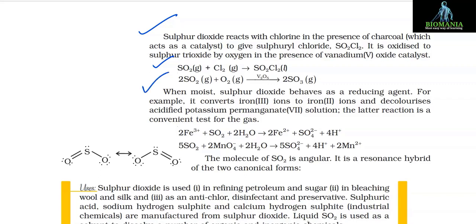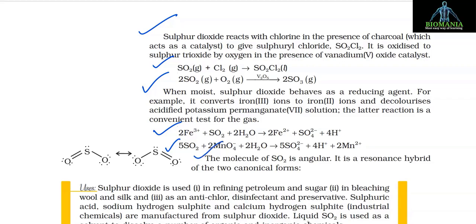When moist, sulfur dioxide behaves as a reducing agent. For example, it converts iron(III) ions to iron(II) ions and decolorizes acidified potassium permanganate (VII) solution. The latter reaction is a convenient test for the gas, and the reactions are 2Fe3+ plus SO2 plus 2H2O gives 2Fe2+ plus SO4 2- plus 4H+, and 5SO2 plus 2MnO4- plus 2H2O gives 5SO4 2- plus 4H+ plus 2Mn2+.